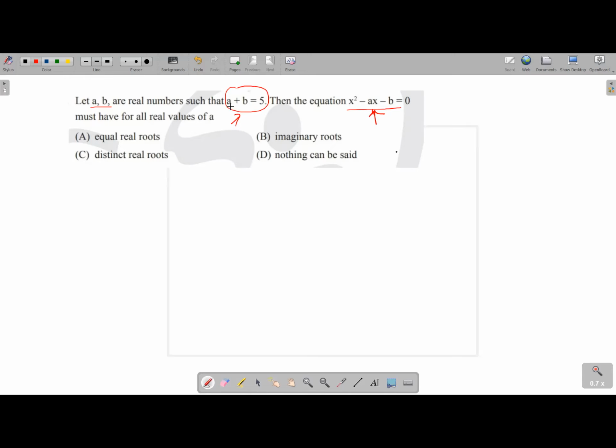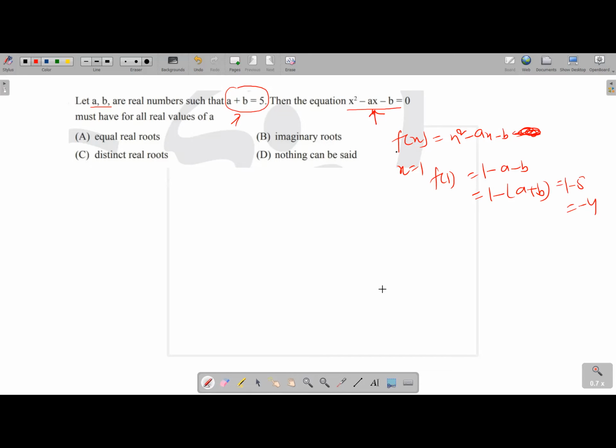We have to think how we can form a plus b. So just do one thing. Suppose this is your f(x) = x squared minus a x minus b, and this is equal to 0. Just put x equal to 1. This is f(1), that is 1 minus a minus b. Now you can see that you have formed a plus b, and that is given as 5. So the value of the function at x equal to 1 is minus 4.